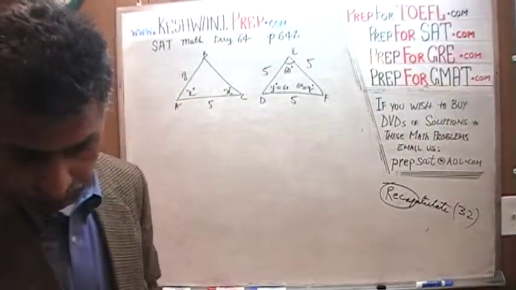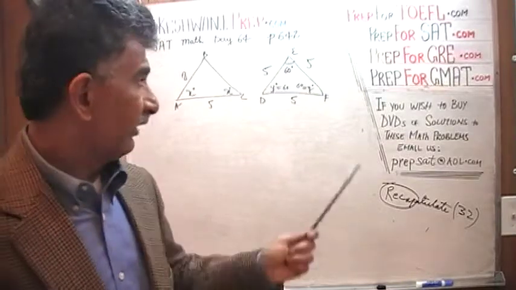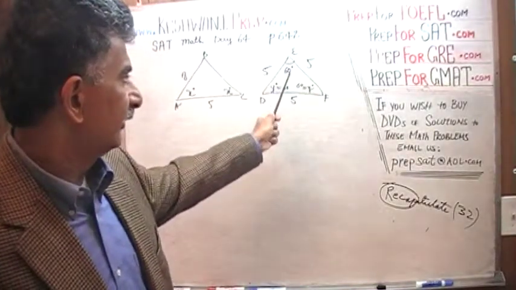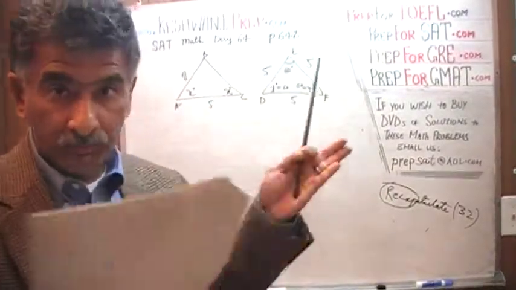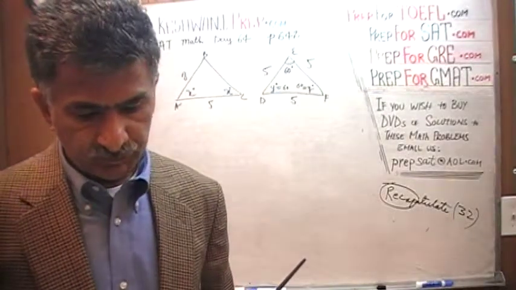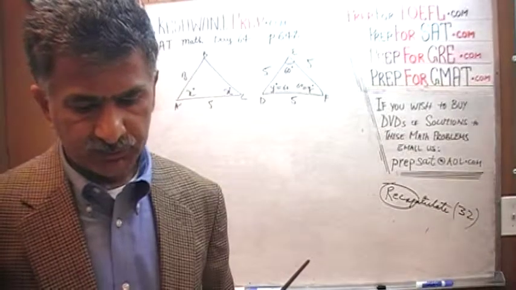Let's carry on. Let's see what they're asking. If y is equal to 60, then this is 60, this is 60, therefore that is 60. And since this side is 5, the other two sides must also be 5. That's all we got from the fact that y is equal to 60. The question simply is, how much greater is the perimeter of triangle ABC than the perimeter of DEF?